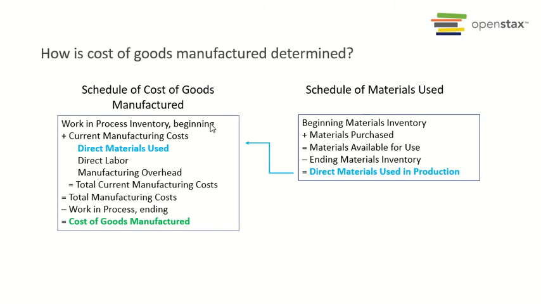Work in process inventory, that's the beginning inventory, plus current manufacturing cost. That's direct material, direct labor, and manufacturing overhead. We'll talk about these in detail in later chapters. So beginning work in process inventory plus current manufacturing cost, we get total current manufacturing cost. Then we minus the ending work in process, we get the cost of goods manufactured.